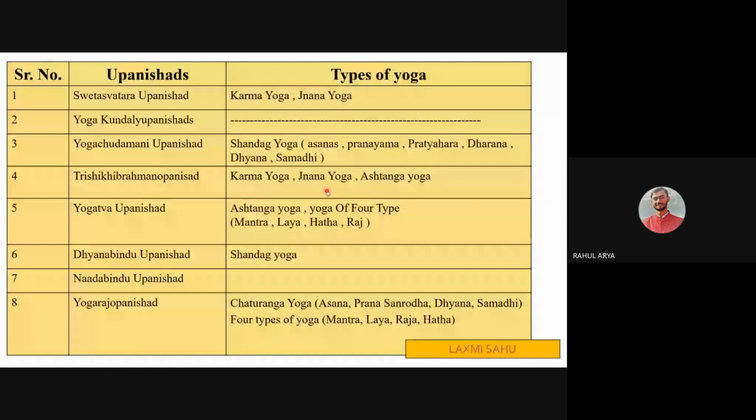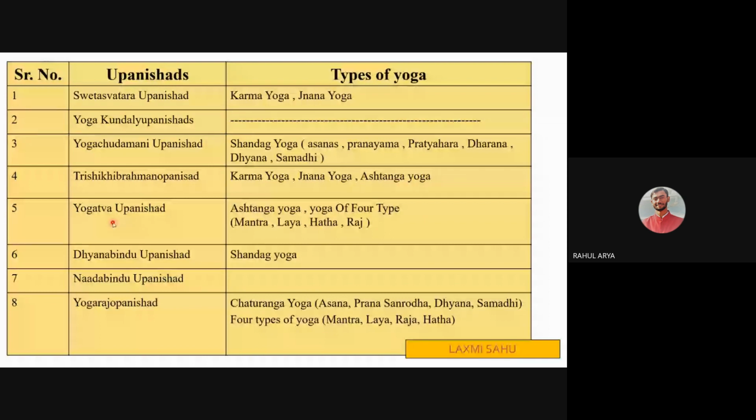Trishikhi Brahmana Upanishad also tells about Karma Yoga and Jnana Yoga, and also tells about Ashtanga Yoga. And speaking of Ashtanga Yoga, Vasishtha Samhita is also following Ashtanga Yoga. Yoga Darshan is also following Ashtanga Yoga. Hatharatnavali is also following Ashtanga Yoga. Trishikhi Brahmana Upanishad is following Ashtanga Yoga. Sandilya Upanishad is following Ashtanga Yoga. So you should be aware of this kind of comparative study. These kinds of questions will be in the exam: which text is following Ashtanga Yoga. Okay.